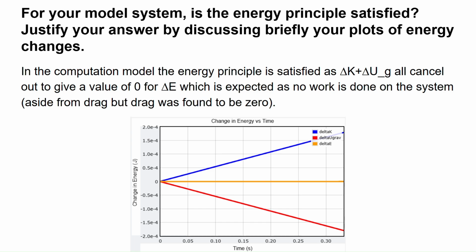What does it mean? For your model system, is the energy principle satisfied? Justify your answer by discussing briefly your plots of energy changes. In the computational model, the energy principle is satisfied as delta K plus delta U gravity all cancel out to give a value of 0 for delta E, which is expected as no work is done on the system, aside from drag, but drag was found to be 0.